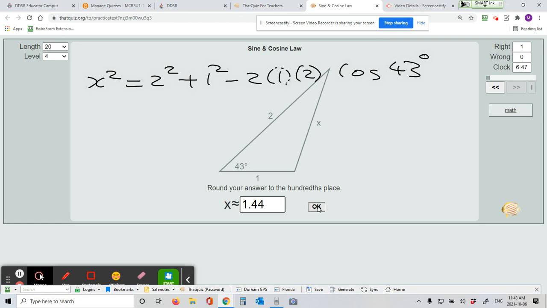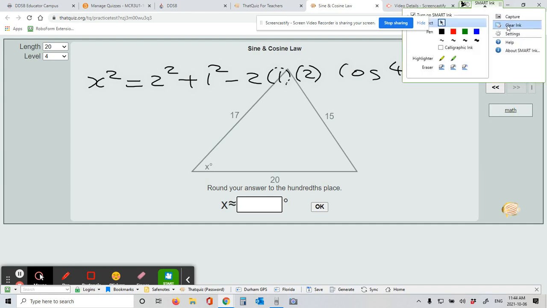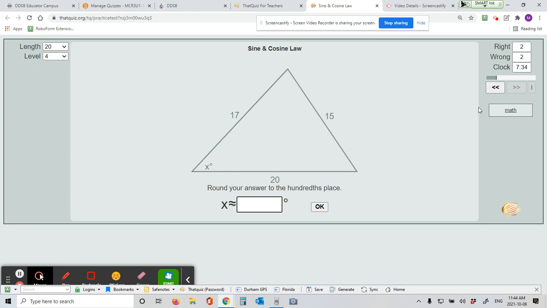Yes? Okay. Remember, I got mine right. So let's see if you can get yours right as well. Okay. Interesting. Let me erase this. How is this one different?